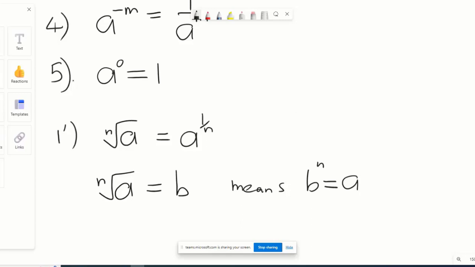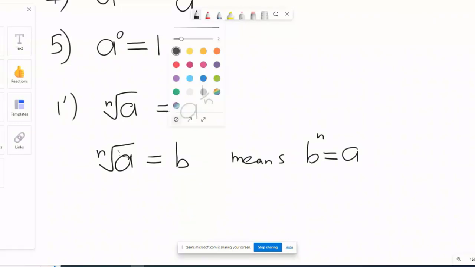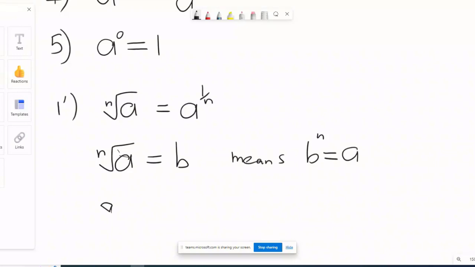If I rewrite this part here, it's a to the 1 over n.